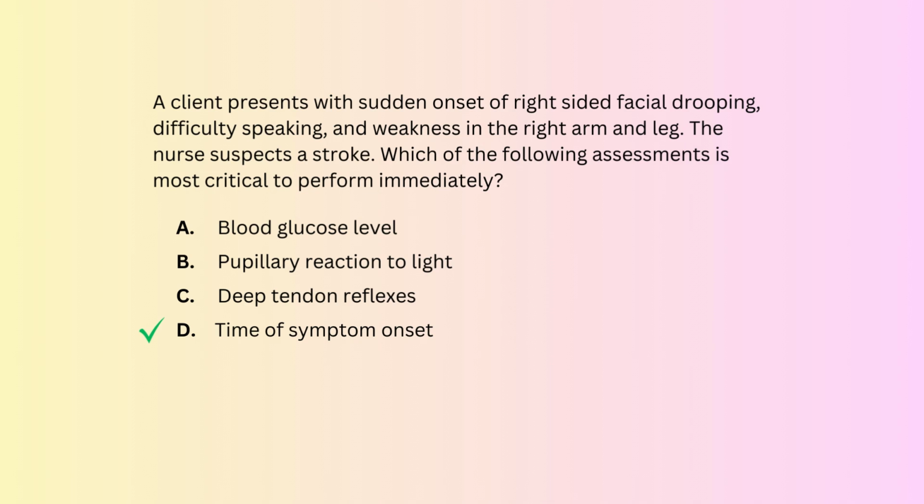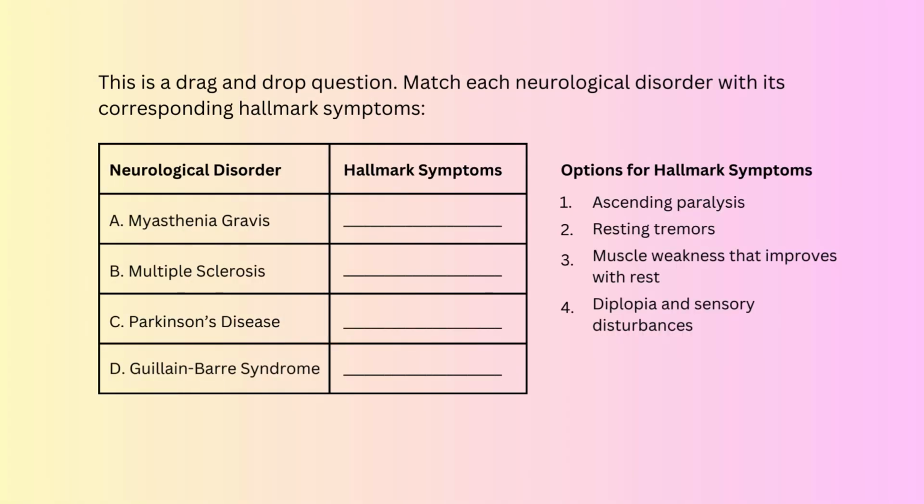Determining the time of symptom onset is critical for stroke management, as it guides the potential use of thrombolytic therapy, which must be administered within a specific time frame. Although other assessments are relevant, establishing the timeline of symptoms and activating code stroke or calling 911 are the priority in acute stroke care. This is a drag-and-drop question.